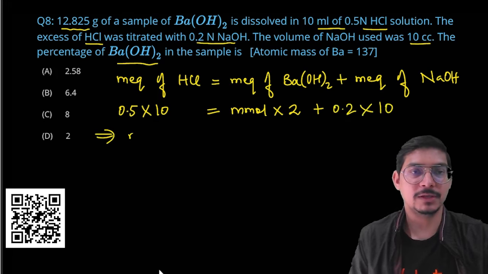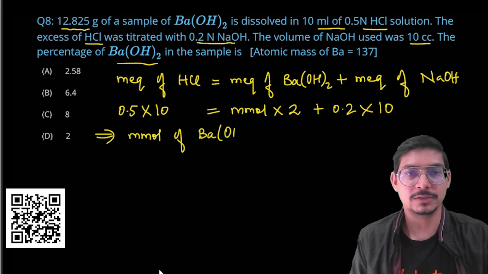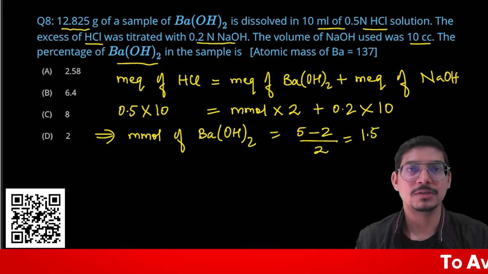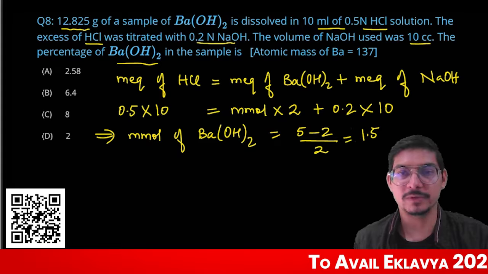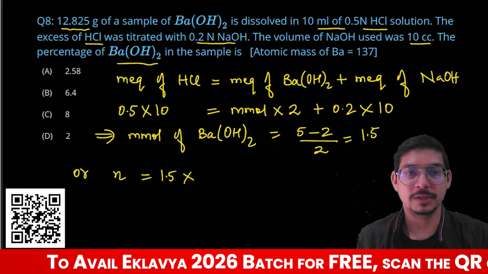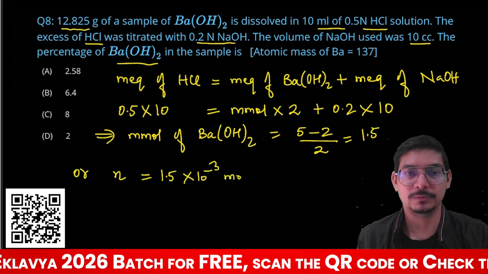From here, we can calculate that millimoles of barium hydroxide would be 0.5 into 10, which is 5, minus 0.2 into 10, which is 2, and this divided by 2. So 5 minus 2 divided by 2 is 1.5. So the number of millimoles of barium hydroxide would be 1.5, or number of moles would be 1.5 into 10 raised to the power minus 3 mole.